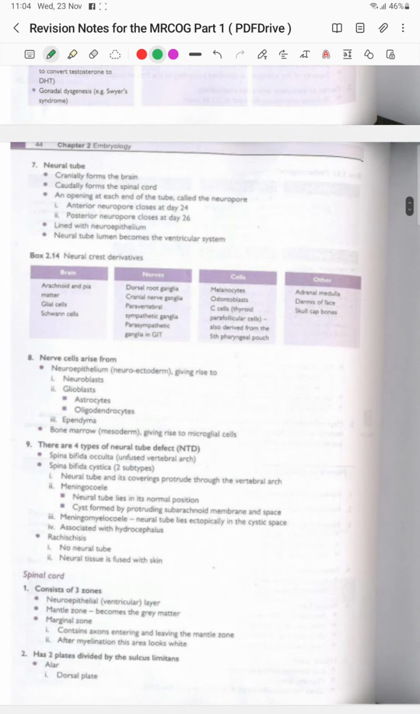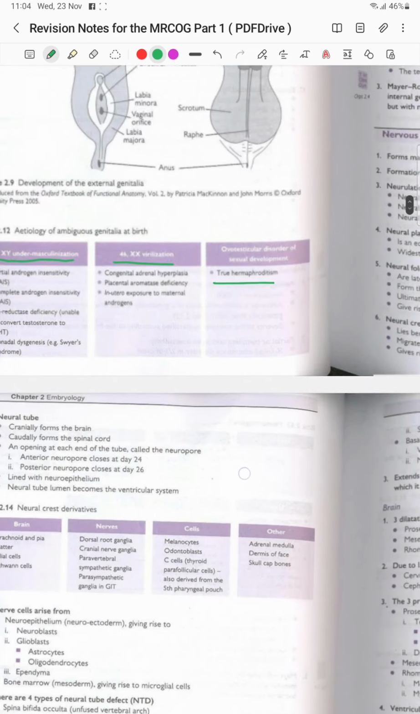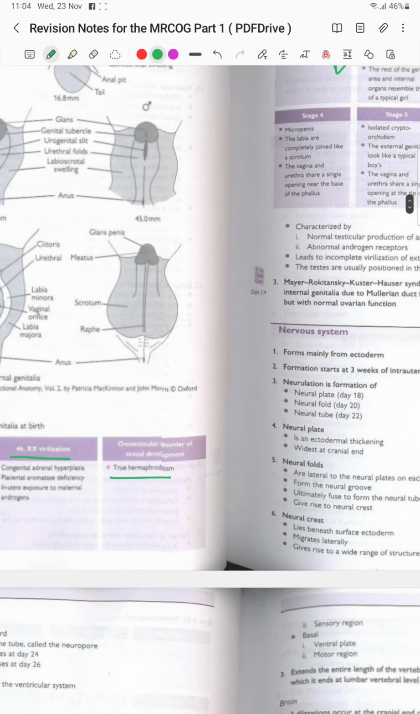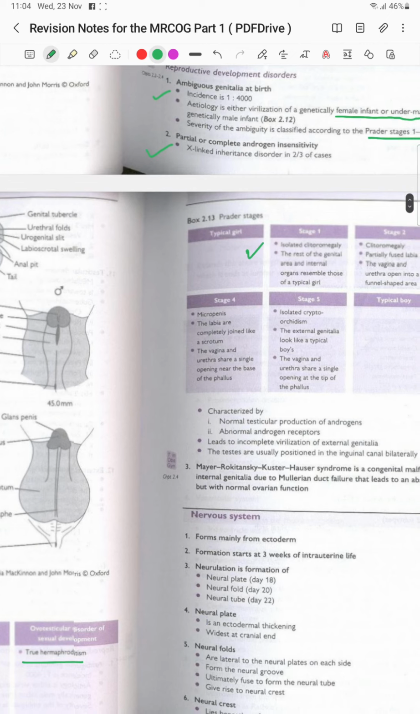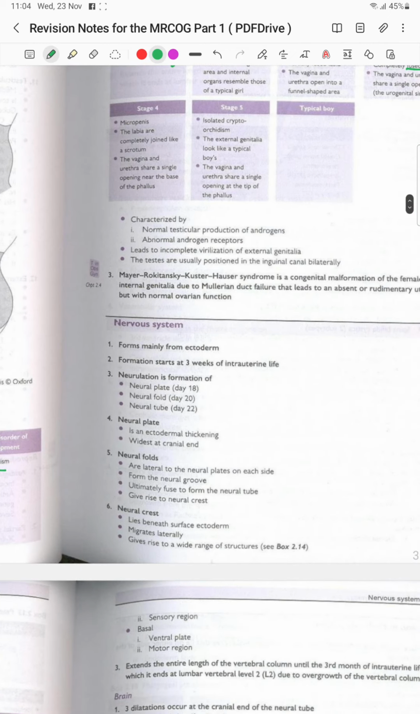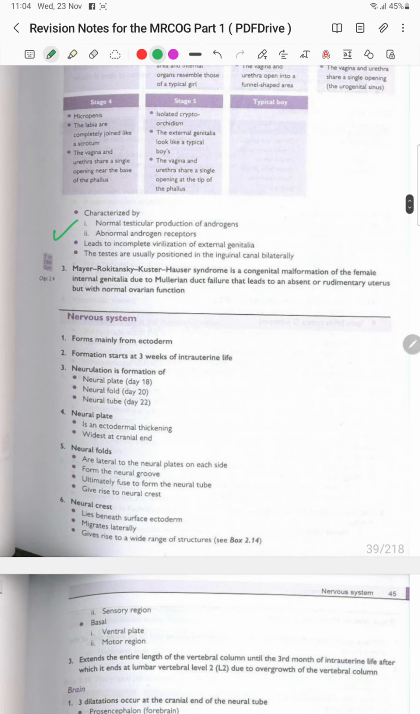This is regarding partial and complete androgen insensitivity. It is characterized by normal testicular production of androgens and abnormal androgen receptors, and leads to incomplete virilization of the external genitalia, and the testes are usually positioned in the inguinal canal bilaterally.